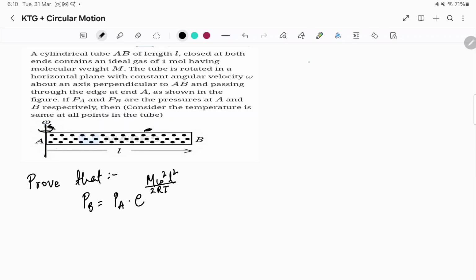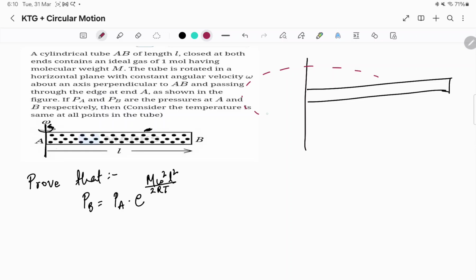I will make one drawing by myself. This is the tube, and it is rotating like this. It is going in circular motion in the horizontal plane. They have given that the molecular weight of the gas is capital M, and it is rotated in the horizontal plane with angular speed omega.